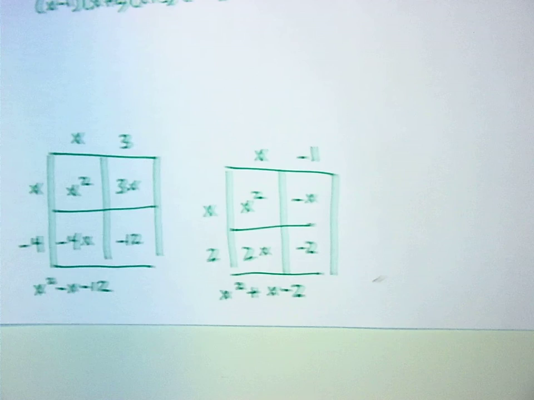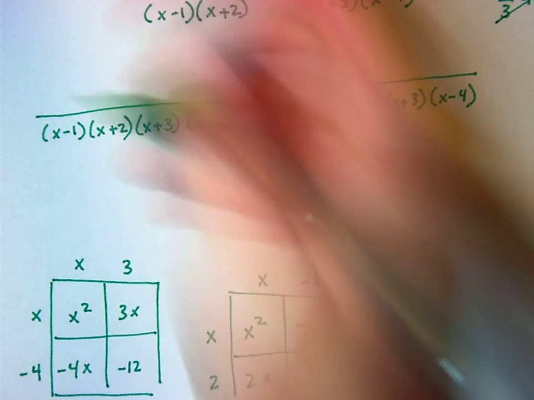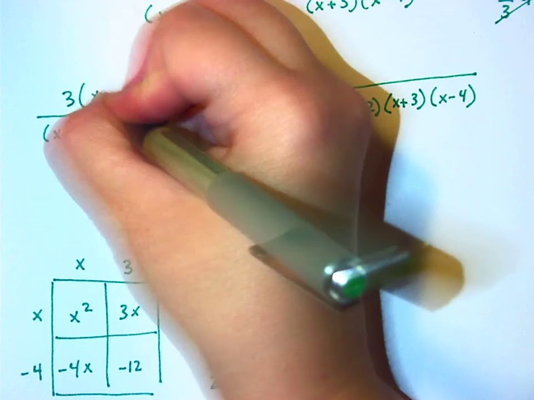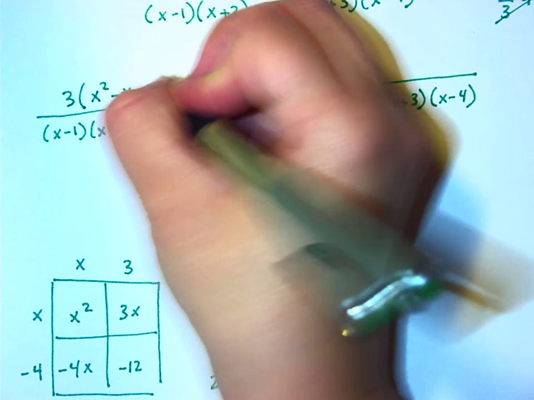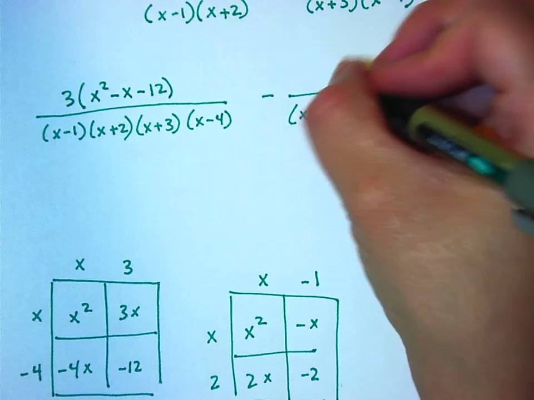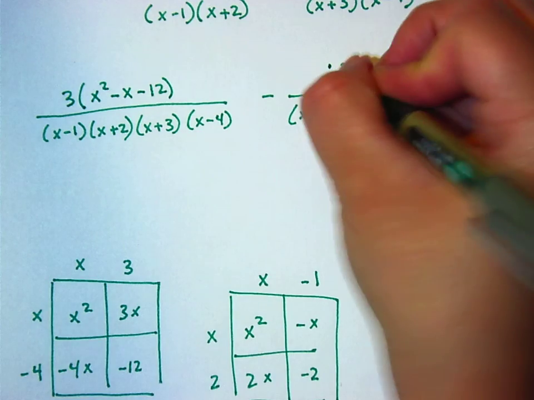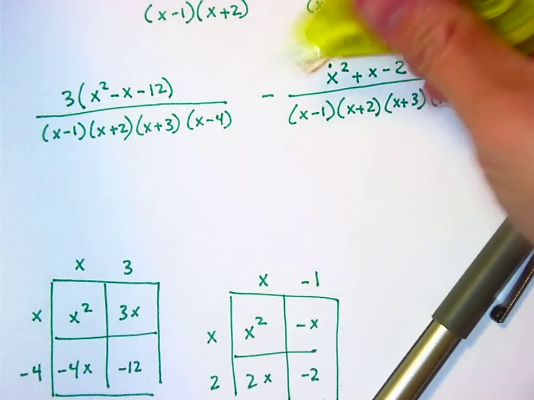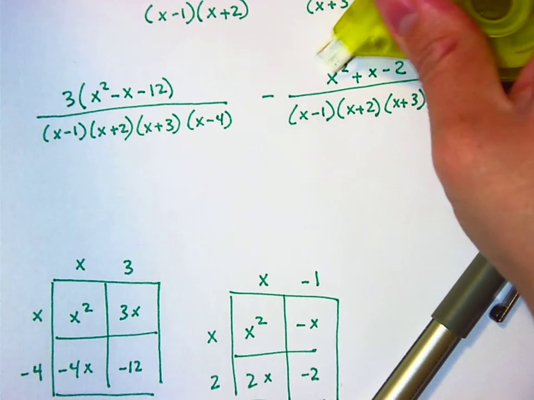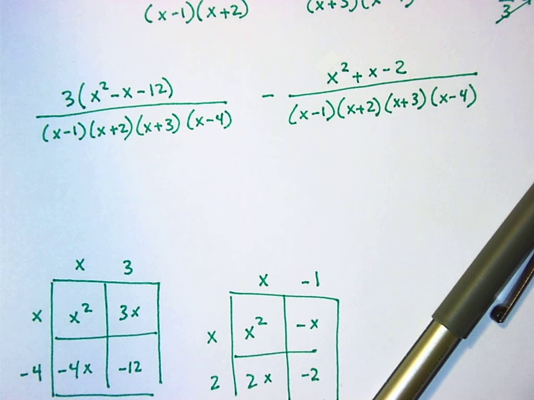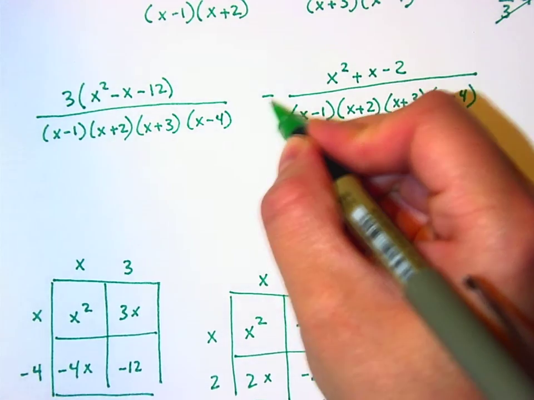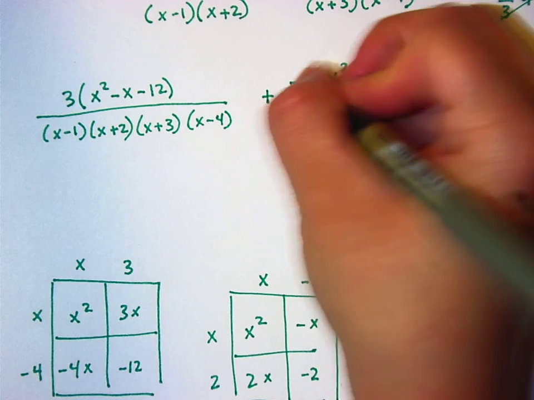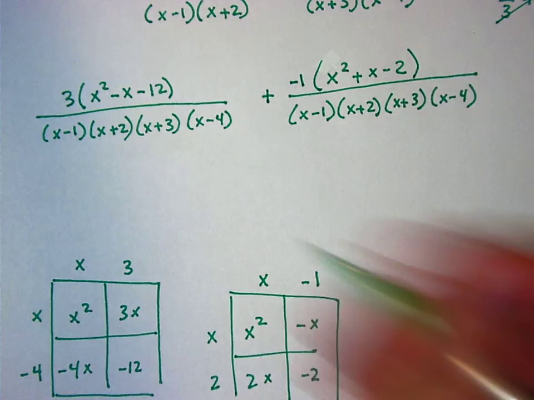Okay, so I'm going to take those numbers and I'm going to put them in up here. So this one is 3 times my result from the first Punnett square, which was x squared minus x minus 12. And this one is x squared plus x minus 2. Okay. But this minus, I don't like that because I'm going to have to subtract all of these and I'm always going to forget. So instead, I'm just going to distribute a -1 to all of them.